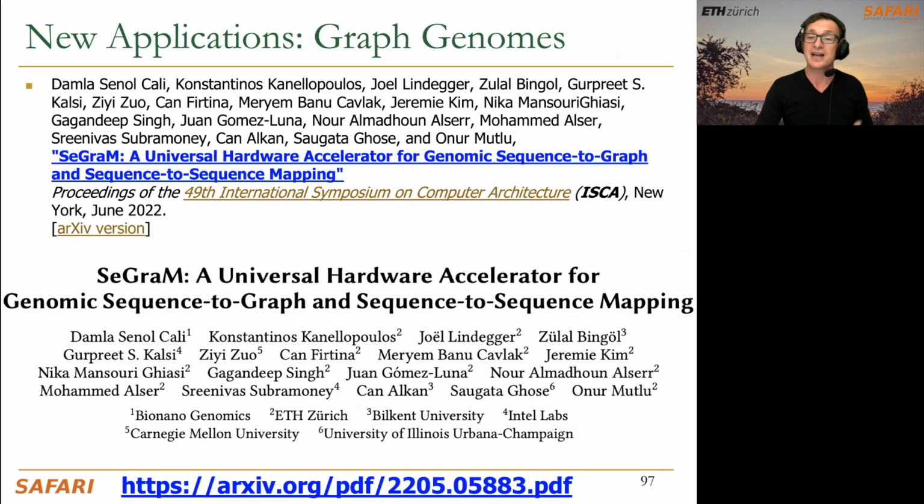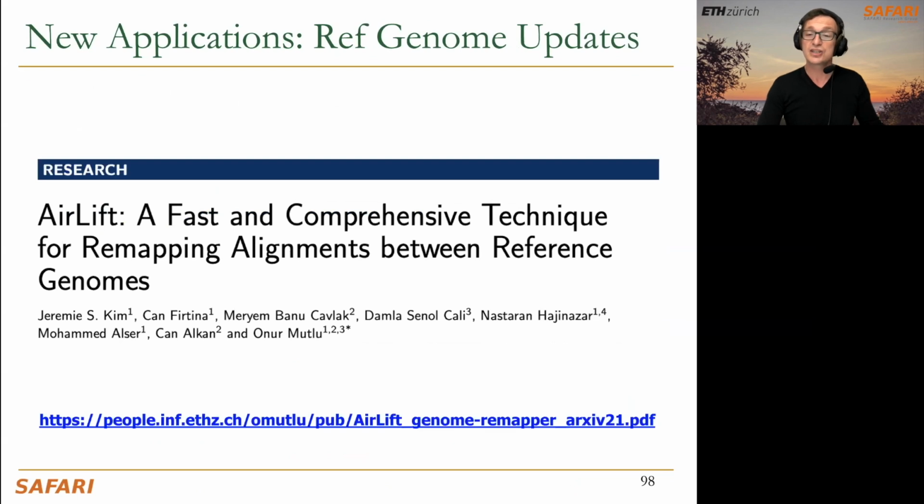New applications like graph genomes are important. Reference genomes are getting updated. Can we actually minimize the work that we do if the reference genome gets updated? For example, do we actually do the remapping and all of these analyses again and again and again if the reference genome gets updated frequently? We try to minimize that work, and there's a lot of interesting work in this area.